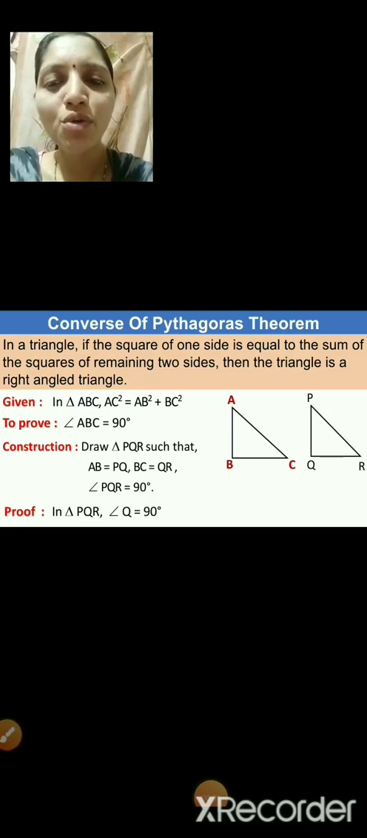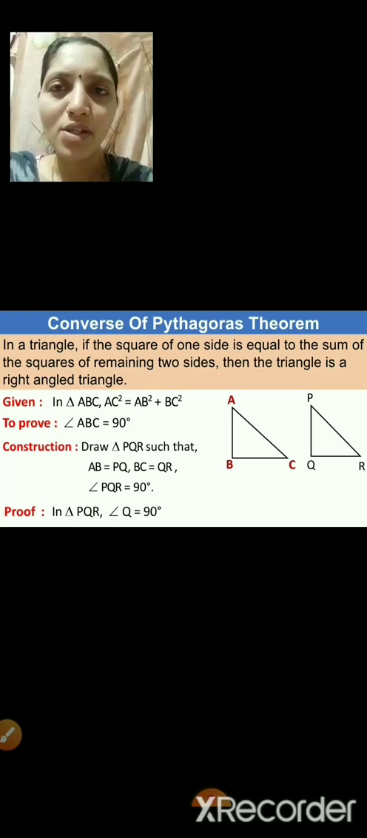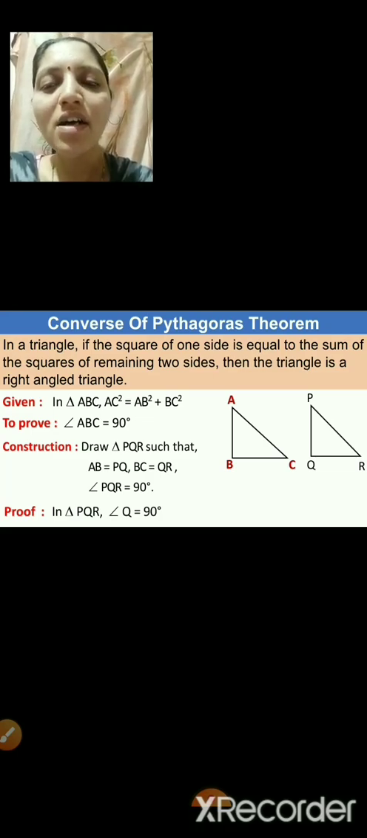What is given to you in triangle ABC? AC square is equal to AB square plus BC square. And what you have to prove is angle ABC is equal to 90 degrees. If you prove that angle ABC is equal to 90 degrees, then we can say that the triangle is a right angle triangle. For that we have to do one construction. We have to draw a triangle PQR similar to triangle ABC, such that AB is equal to PQ, BC is equal to QR, and angle PQR is equal to 90 degrees. Now let's start with the proof.